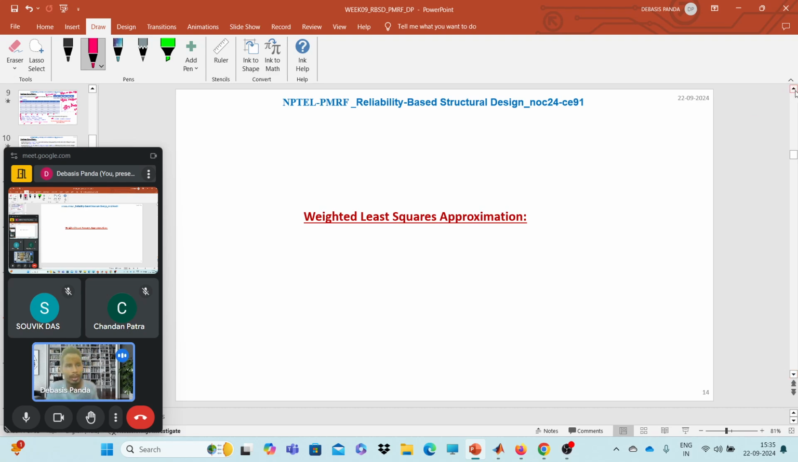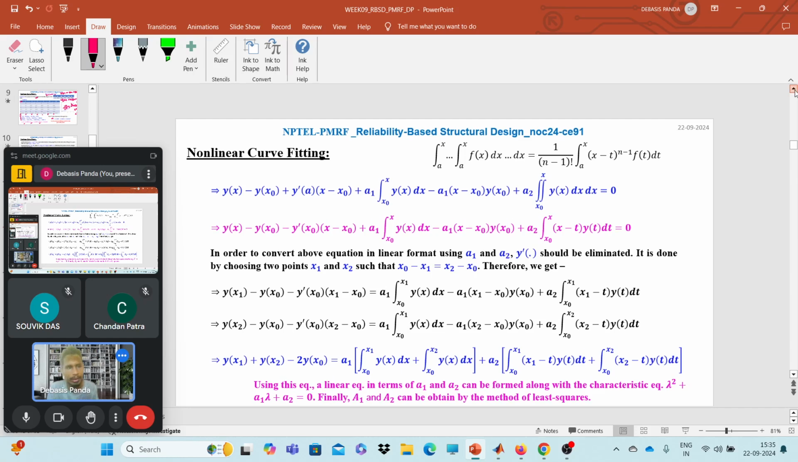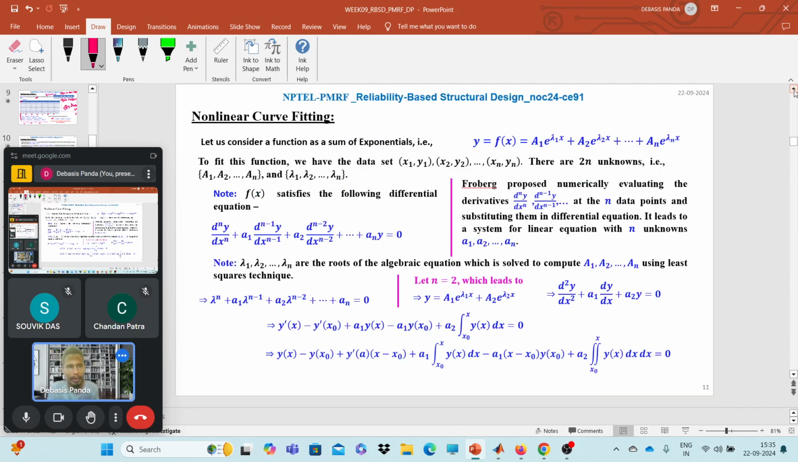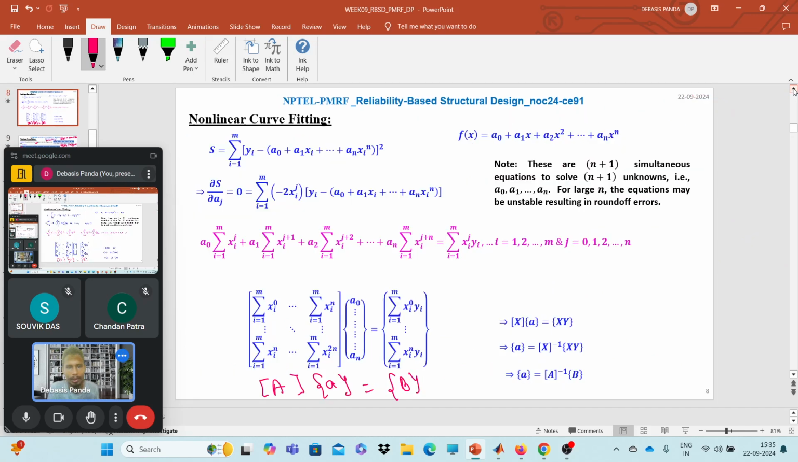So the least square approximation concept is clear: how it is done and how we can fit one polynomial function to a data set. So let's quickly code it and check how these results come out. Let's go to the MATLAB editor and quickly code it and solve some problems.